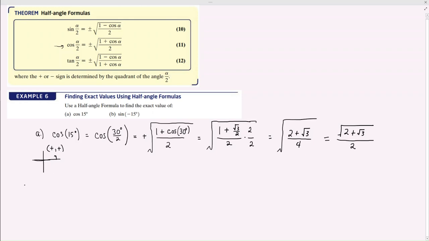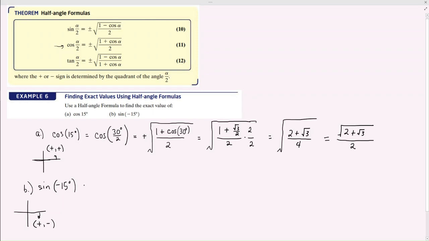Now for part B down here, we're asked for the sine of negative 15 degrees. Again, we can just identify the quadrant that that's going to be in. Negative 15 degrees will take me down here into quadrant 4 where we have a positive cosine but a negative sine.